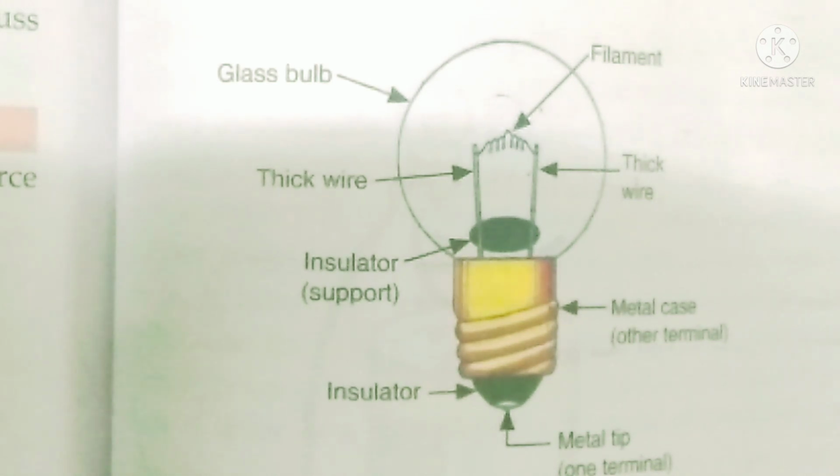Okay, when the current flows through the bulb, what happens? The filament will start getting heated up, and when it gets heated up, it gives light as well as heat. Okay, now what is the main function of an electric bulb? It is used to convert electric energy into light energy and heat energy. So what is a bulb? A bulb is a small device which is used to convert electric energy into light energy and heat energy.